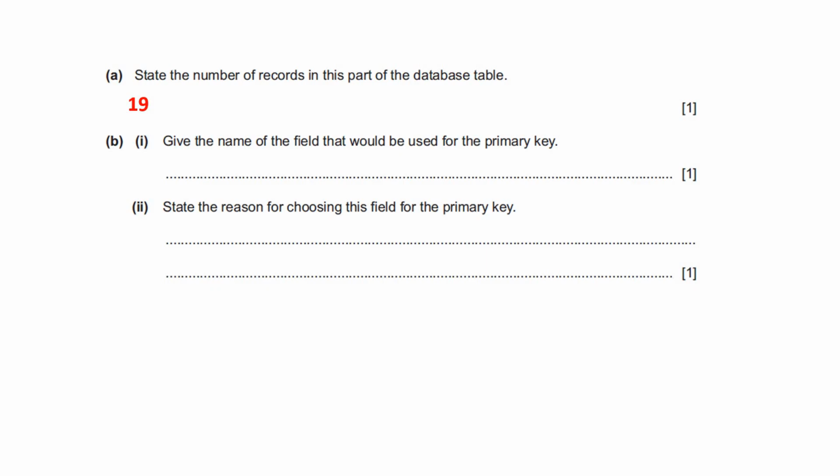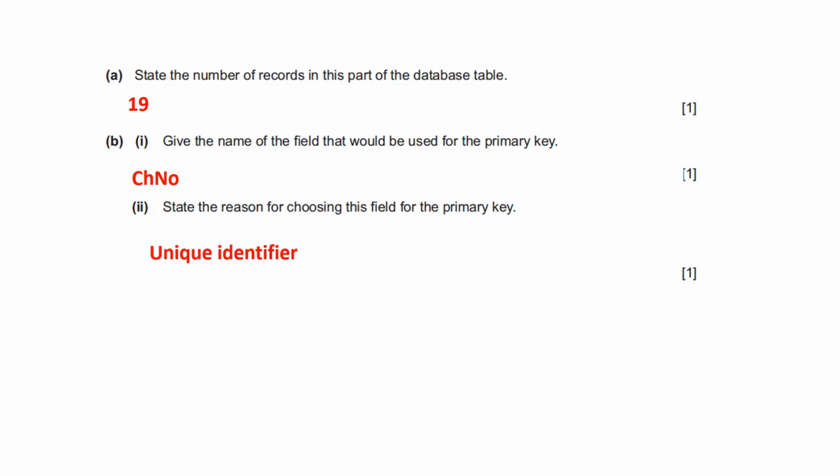Then give the name of the field that would be used for the primary key. The primary key is ch number, because for a primary key you must select a field that will not generate duplicate values, so it becomes an identifier. State the reason for choosing the field: because it contains unique values. All other fields have repeating, duplicate values, but this one is a field that contains unique identifiers for records.